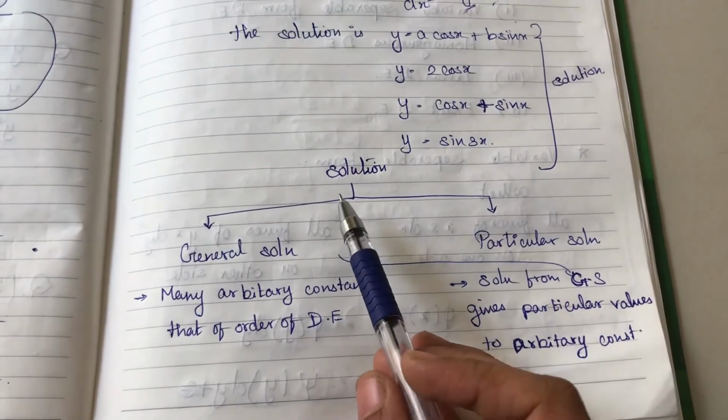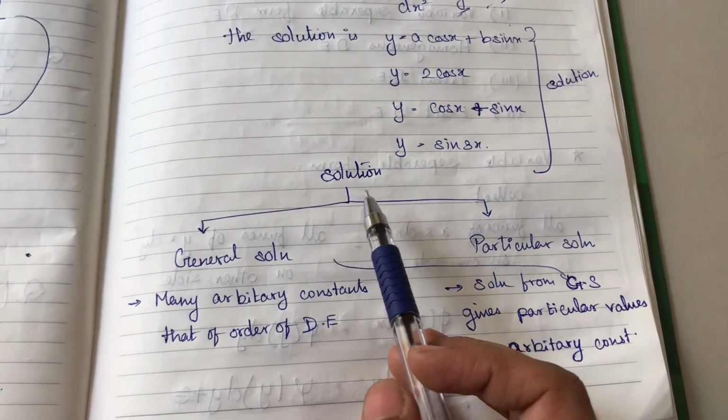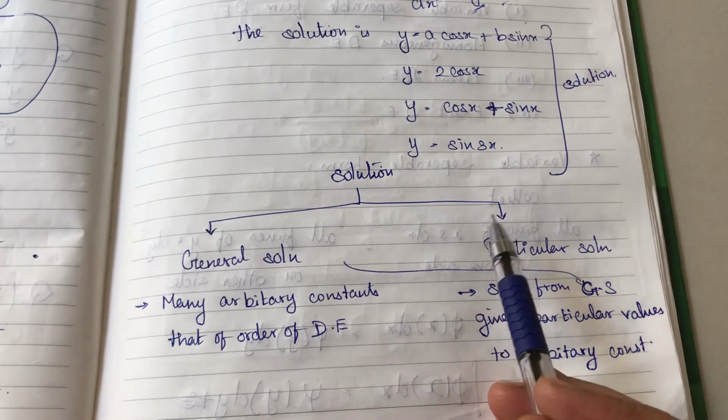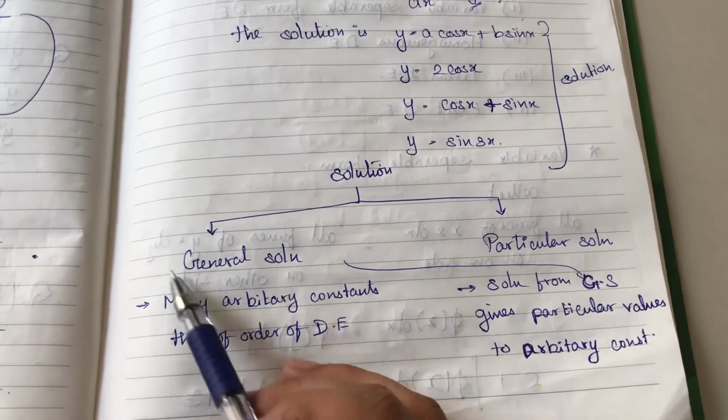Okay. So as I already told you, the solution is of two types: particular solution and general solution.